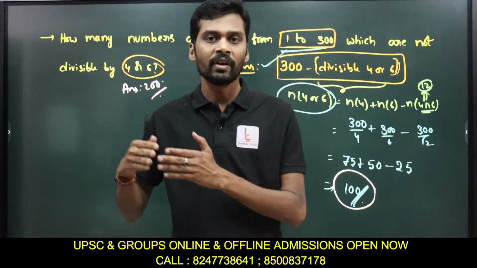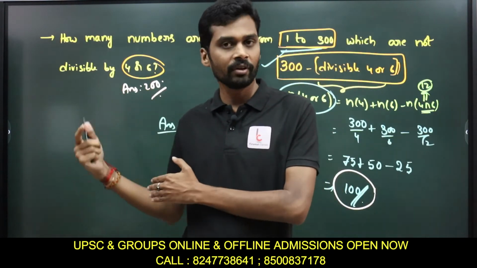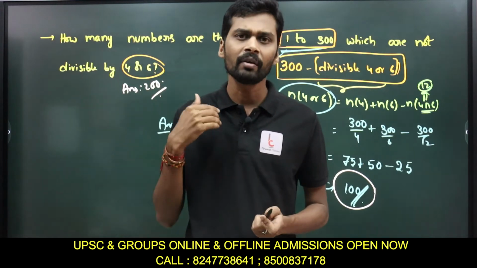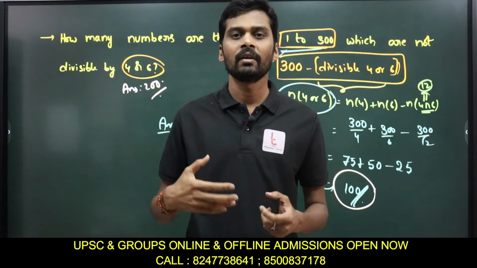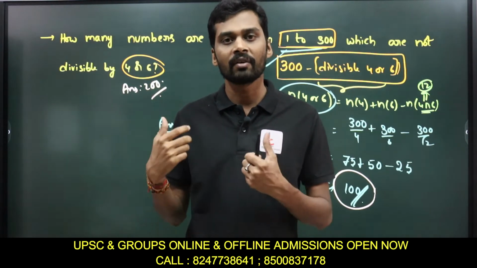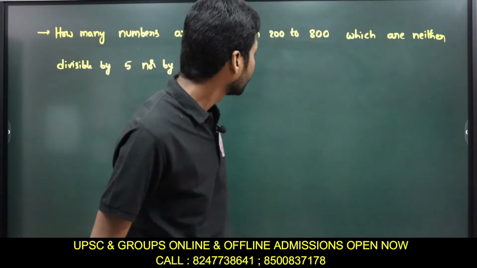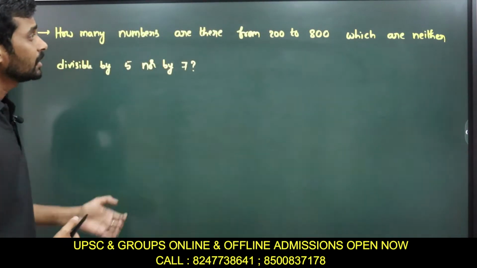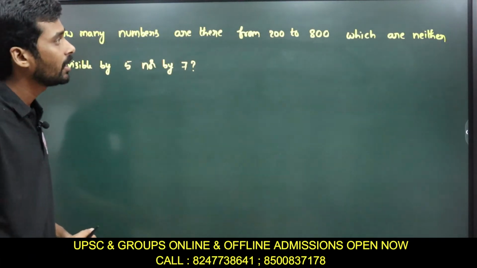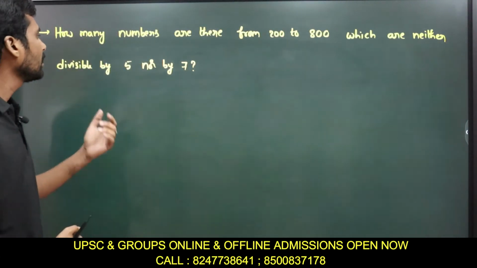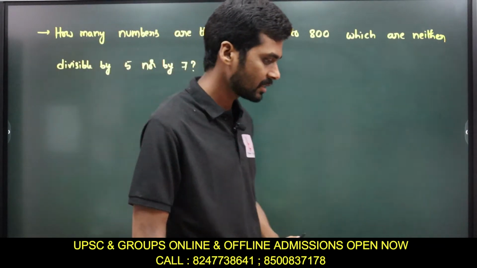Just finish the previous videos, then you will understand this concept clearly. It's a very, very important topic, and in many exams you will see these kinds of questions. Just remember the procedure. Now the next question is: how many numbers from 200 to 800 are neither divisible by 4, nor divisible by 5, nor divisible by 7?